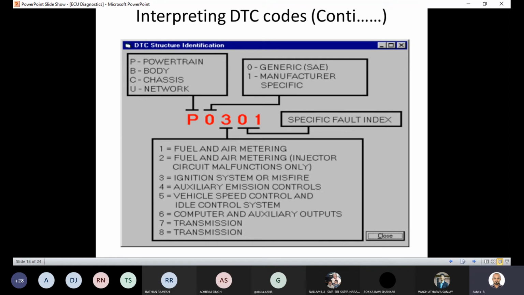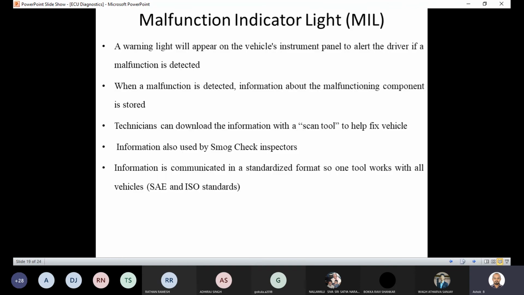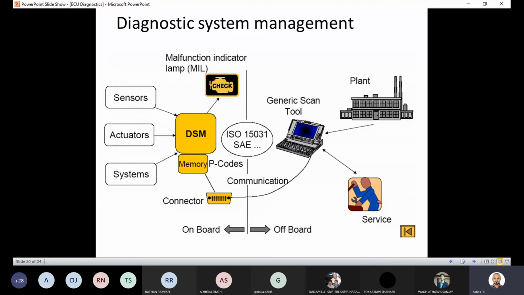So the technician can directly see this code through the diagnostic scanner, and that code has to be compared with the available diagnostic code list, the DTC list, and accordingly he will trace the fault and be able to rectify it. And here another important aspect of the diagnostic system is the malfunction indicator light. As I have already told you, it appears in the vehicle instrument panel if there is any fault in the system, maybe the engine ECU or any other ECU, to inform the driver that there is some fault in the vehicle. So typically this is the diagnostic system management inside the ECU. Whatever components are here, this is all inside the ECU.